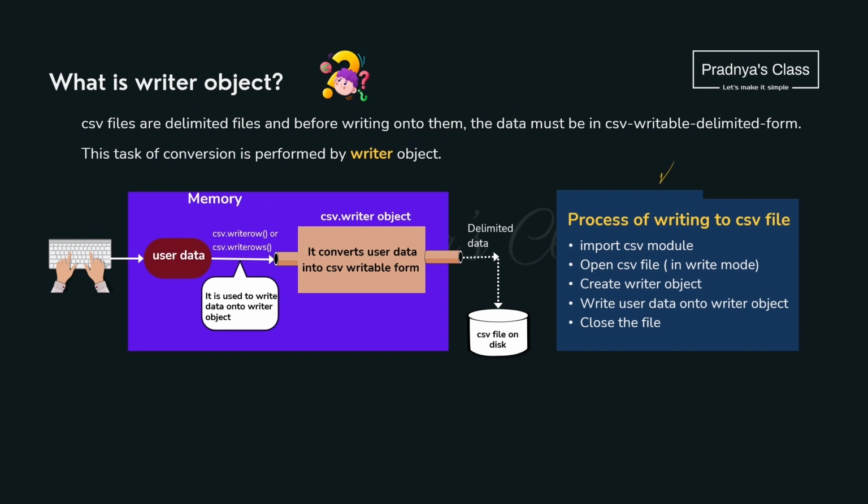So here are the steps we need to follow for writing data to the CSV file. First of all, we need to import the csv module. The second step is to use the open function. In the third step, we will create the writer object. And using writerow or writerows functions, we will be writing the data. Finally, we need to close it.